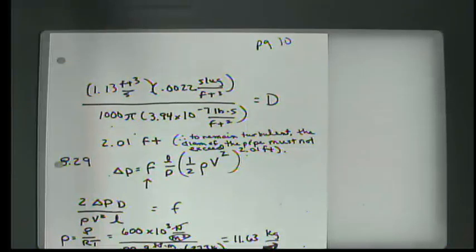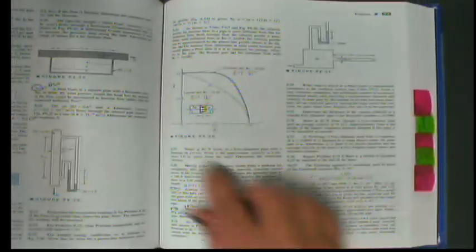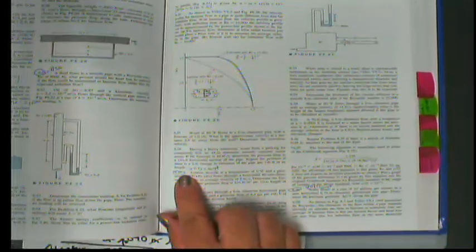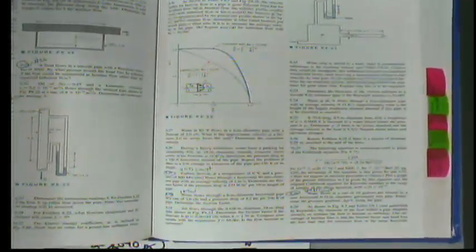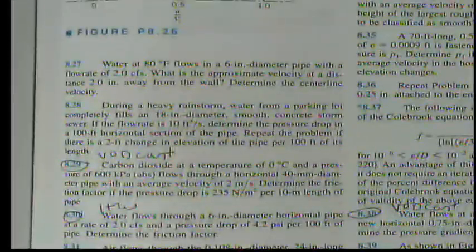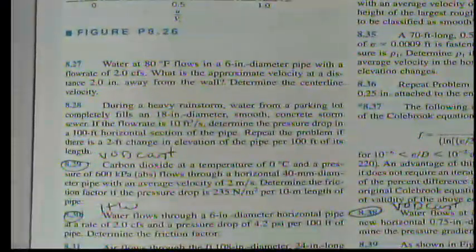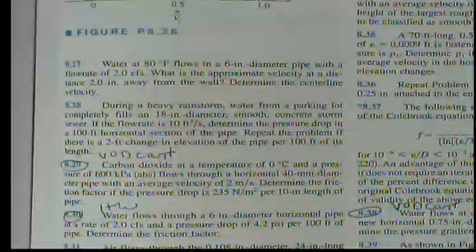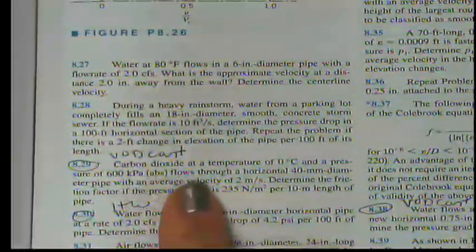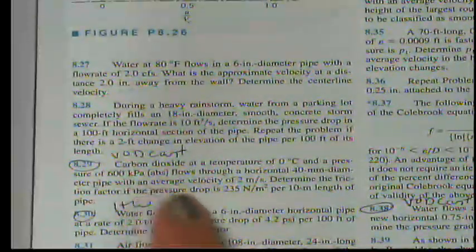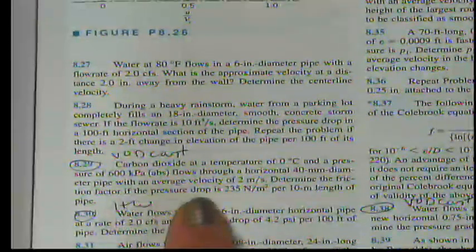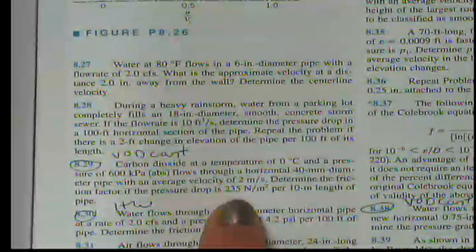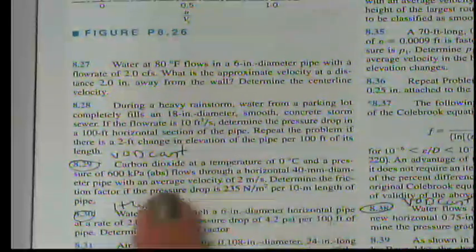All right, then next we have problem 8.29. 8.29 is on page 523 of your textbook. 829, right here. We'll come in a little for a close-up. All right, and we have another gas. We have carbon dioxide at 0 degrees centigrade and a pressure of 600 kPa absolute, flows through a horizontal 40 millimeter diameter pipe with an average velocity of 2 meters per second. Determine the friction factor if the pressure drop is 235 newtons per meter squared per 10 meters of length.